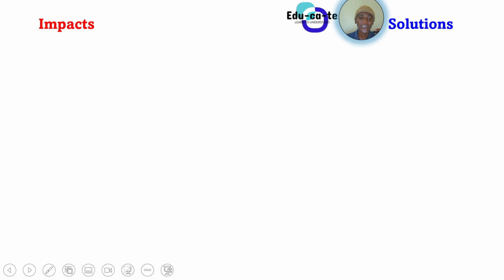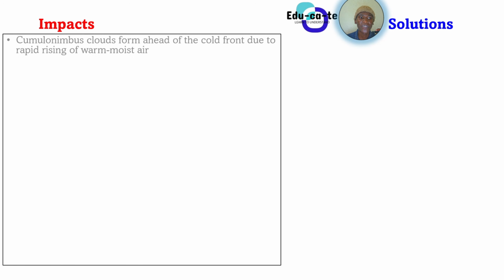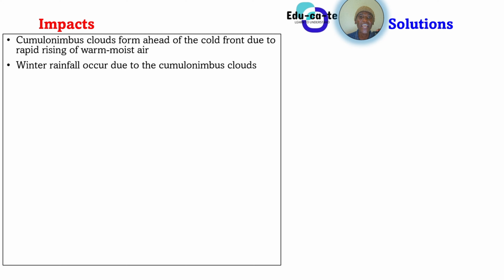Since we say that they are cumulonimbus clouds, the cumulonimbus clouds that form ahead of the cold front, due to that rapidly rising warm moist air, will bring winter rainfall. Remember, we have said that the mid-latitude cyclone only forms during winter. So winter rainfall will occur due to these cumulonimbus clouds. And it has got a couple of impacts. They can be positive or negative, and these are usually asked in your paragraph questions, whereby you are told to write a paragraph of approximately 8 lines describing the impacts.